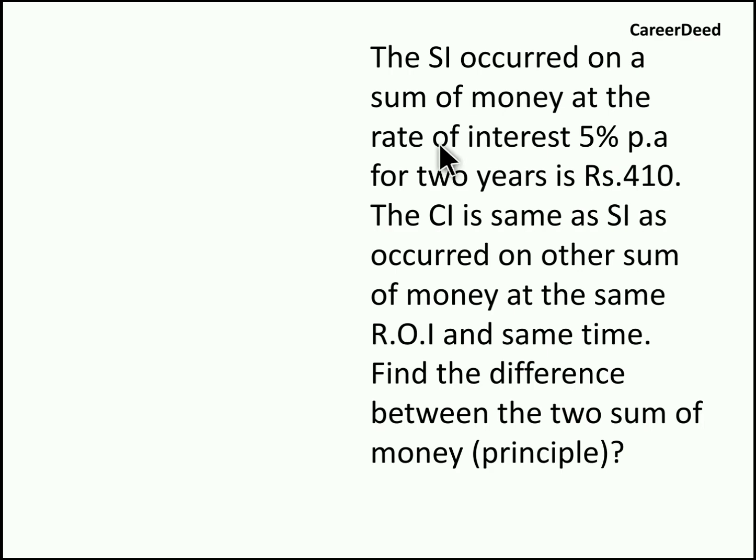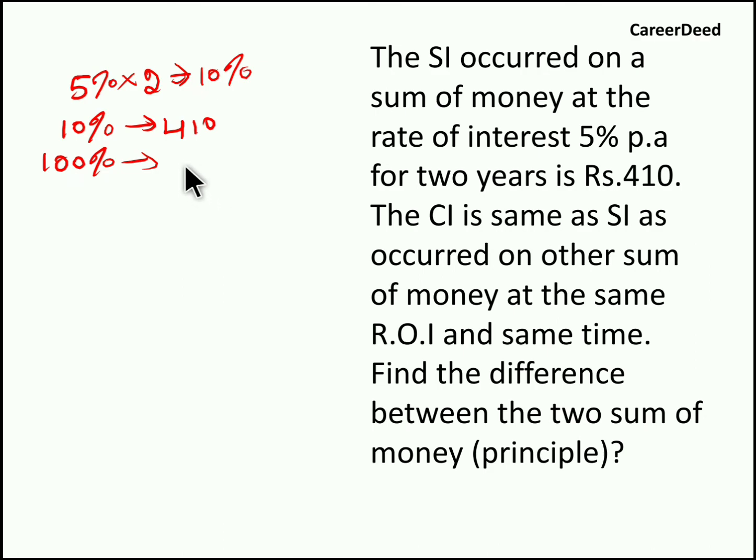Okay, now in simple interest, for 1 year if it is 5%, for 2 years it will be 10%. So this 10% value is given for us. So this 10% is 410 rupees. So what will be the sum? Sum is always 100%. So the total principal is always 100%, which is 4100. Now this 410 rupees is the same as that of compound interest.